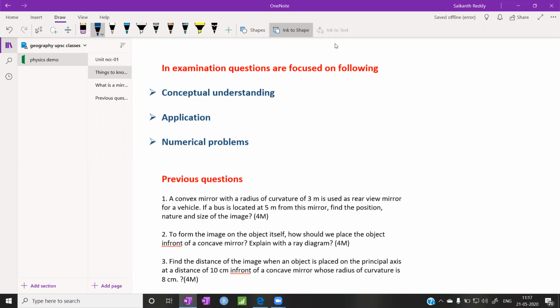In examination, questions mainly focus on the following. First one is conceptual understanding. The questions mainly focus on conceptual understanding, the CCE pattern. This CCE pattern is related to the CBSE concept, where they are going to test the skills of the students in conceptual understanding, how they apply the subject, application of the subject, and some numerical problems.